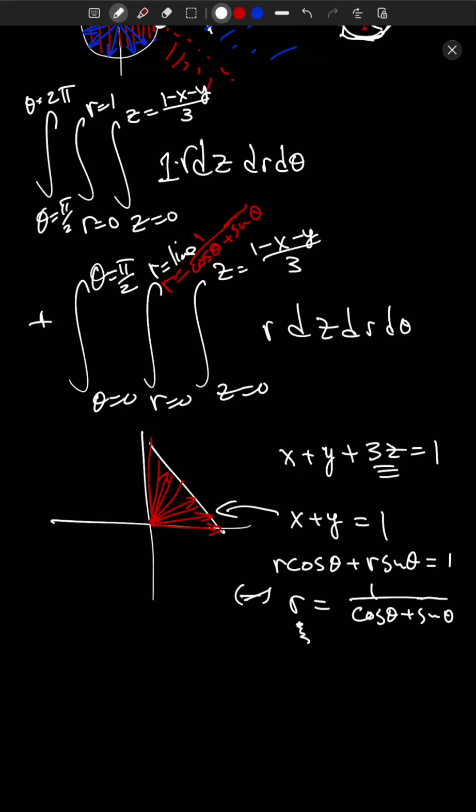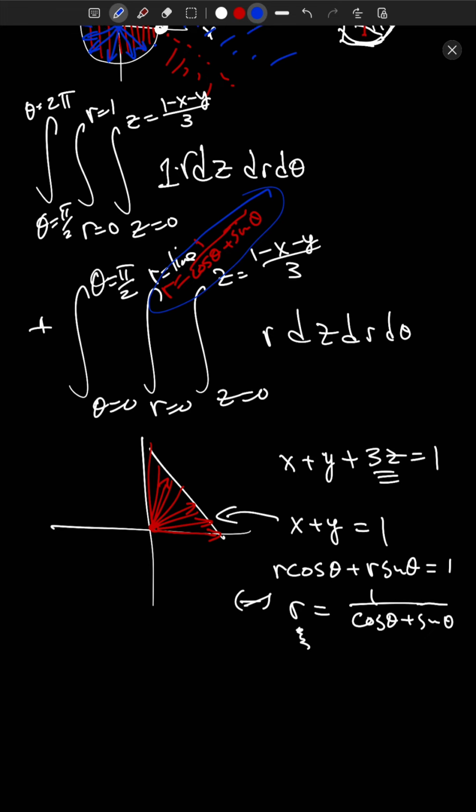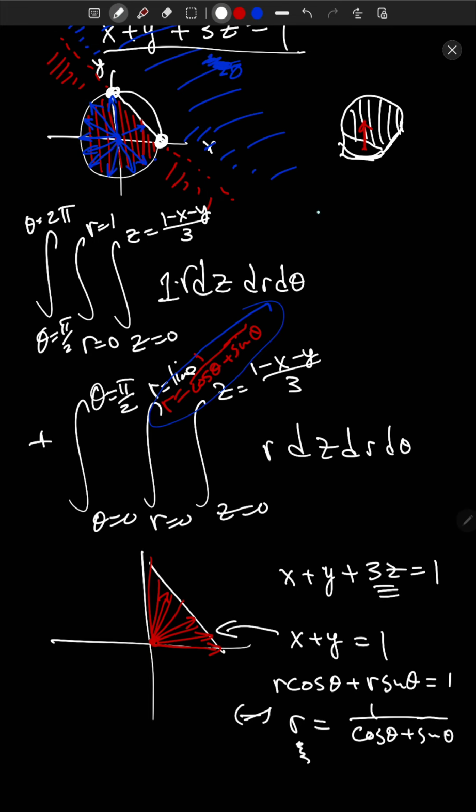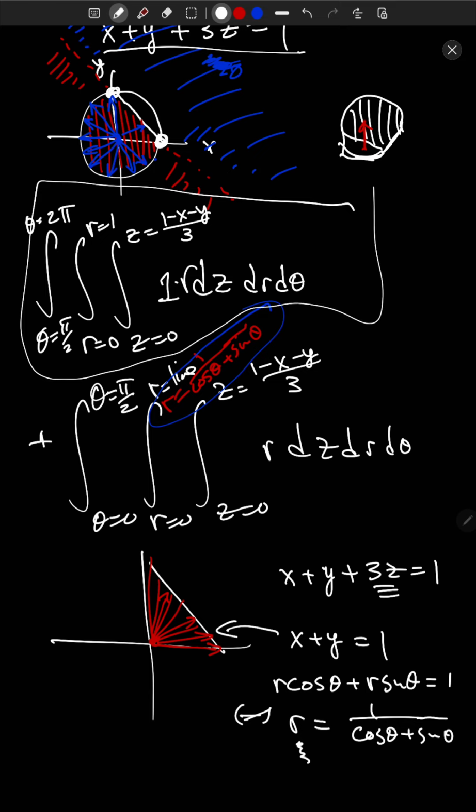Looks like it possibly could be a bit of a mess because of this r equals 1 over cos theta plus sine theta. So in practice, one thing you can consider is actually doing just the first portion in cylindrical coordinates, just as we did. But the second portion, because it looks like a triangular region, maybe doing it with rectangular coordinates might be easier. All right. So always keep that in mind. You don't have to do the entire problem using just one particular technique.